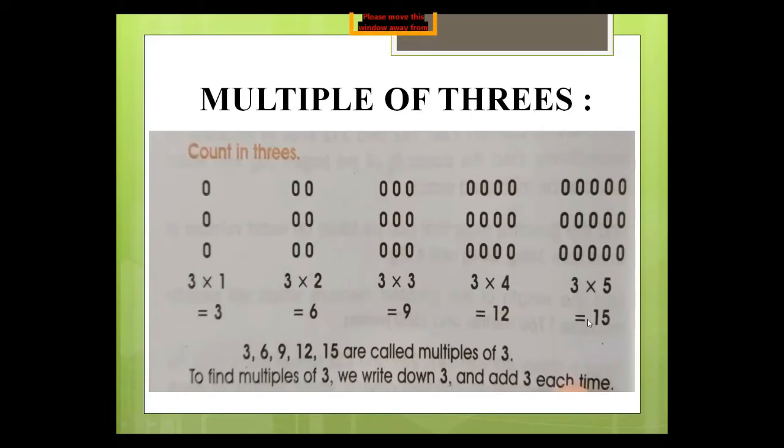Yes, tell. Yes, 18. And similarly, we find further multiples of 3, and similarly further multiples of 2, by this method, and so on. Hope you all understand all these multiples of 1, 2 and 3.